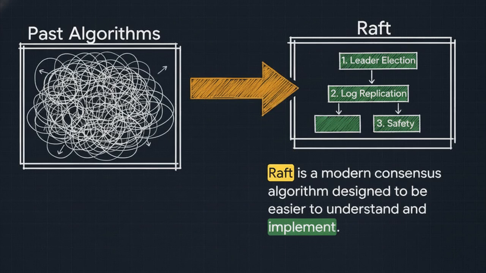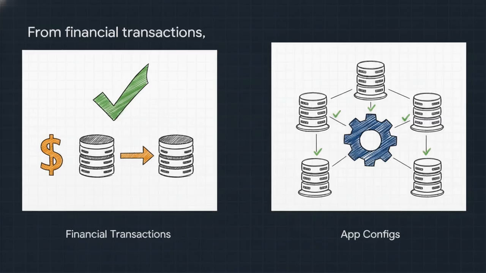For decades, the main algorithm for this was famously, notoriously difficult to understand. But in recent years, new algorithms like Raft came along with a revolutionary goal: to actually be understandable. And this has made it possible for way more engineers to build these incredibly reliable systems.